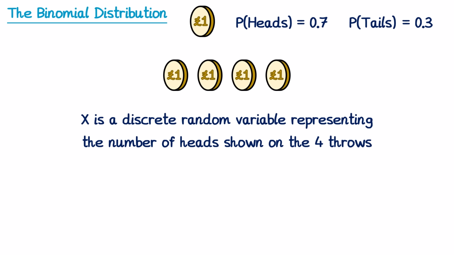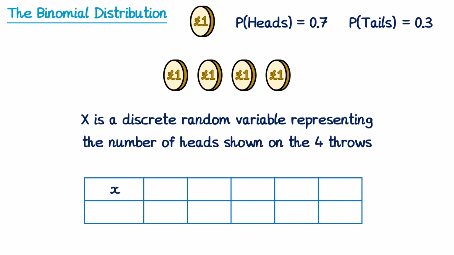We could use your knowledge from the previous video to create a probability distribution for this situation. We'd have the x values, which go from 0 to 4, since you can throw anywhere between 0 and 4 heads, and then we'd need to work out their probabilities.